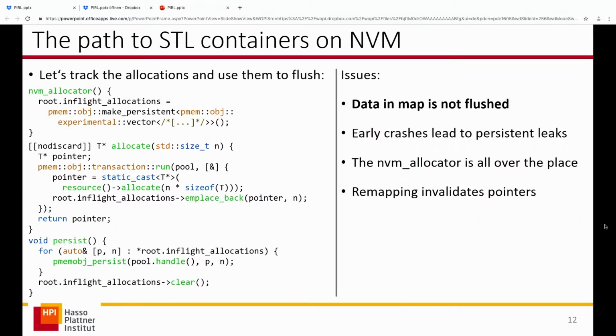Starting with the first one, that the data is not flushed. What we did was we modified the allocator to keep track of all the allocations that it did in a persistent vector. So libpmemobj++ does have a persistent vector, and we simply emplace all the pointers with their length into that vector. That has some cost, of course, depending on the data structure. If you do a lot of small allocations, then that will cost you. But as we will see soon, the cost of that is not as big as the cost of having an actual NVM data structure.